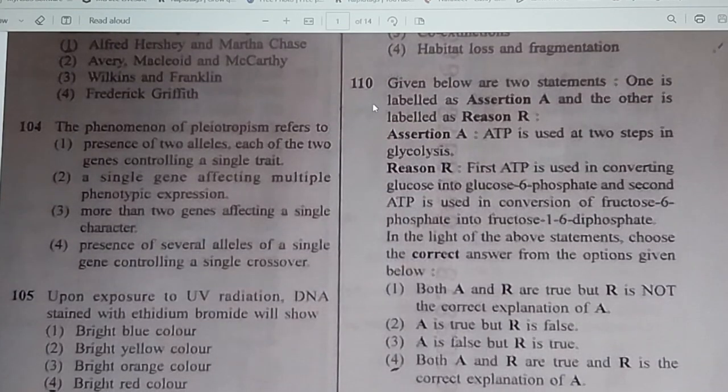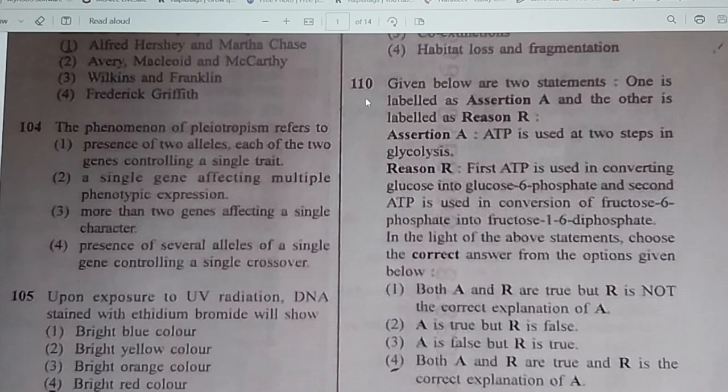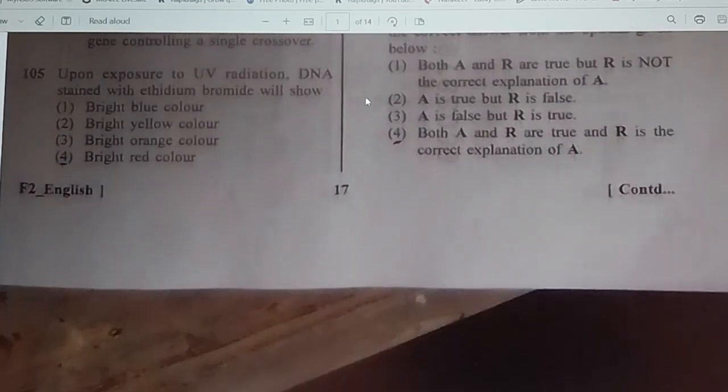So 110: ATP is used in two steps of glycolysis, that is very correct. We are using ATP in the first step, in glucose to glucose 6-phosphate and fructose 6-phosphate to fructose 1,6-bisphosphate. Yes, both assertion and reason are true and R is the correct explanation, option D.